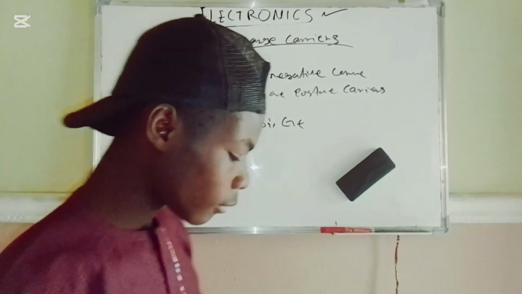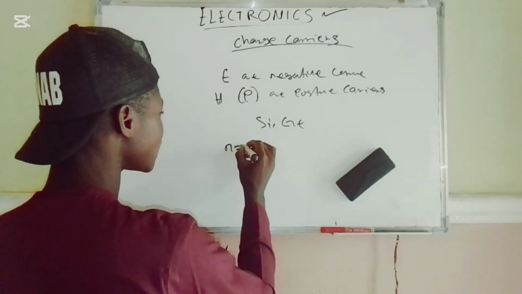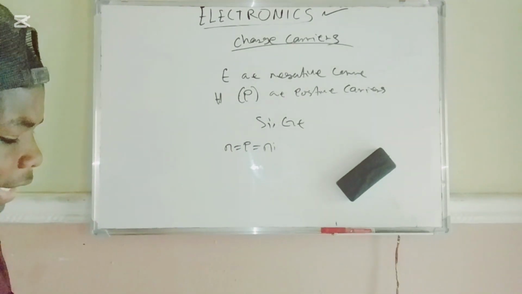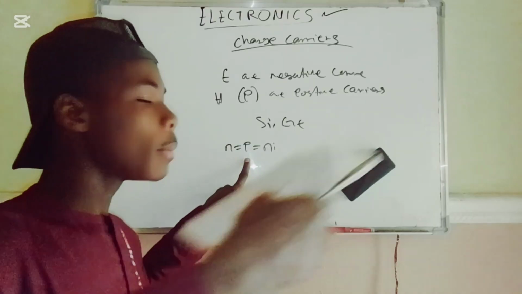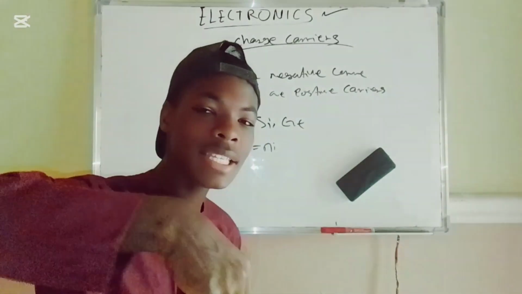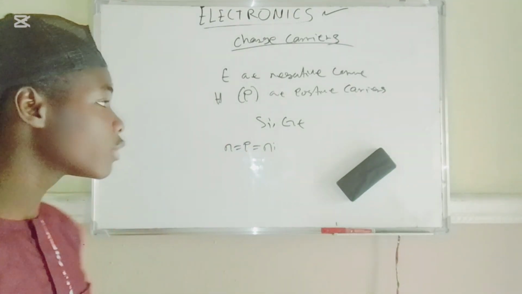So therefore there is a relation that says that n equals p equals ni. What does this mean? It means that the n concentration equals the p concentration, and therefore it equals the intrinsic concentration of the semiconductor. So this is how the relation is.